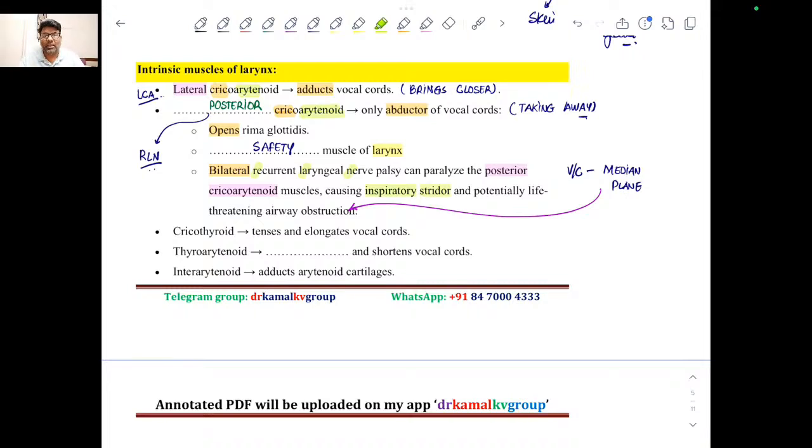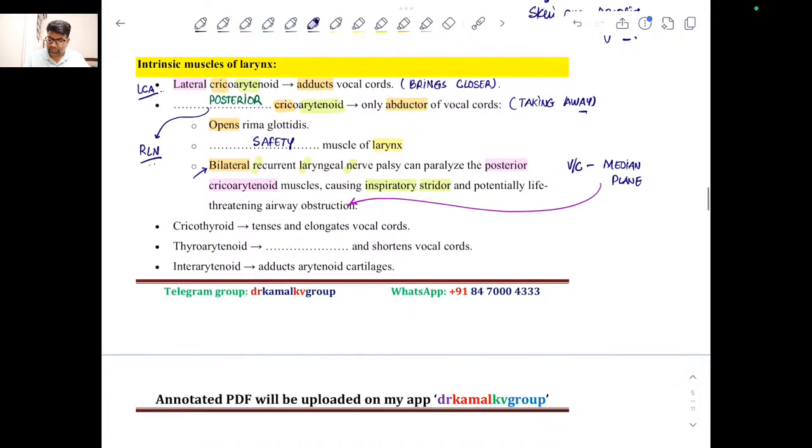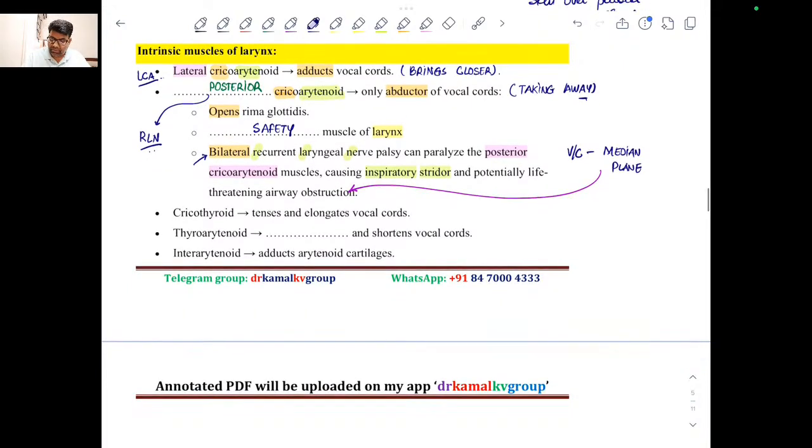So as he is taking air in, there will be a whistling sound. So inspiratory stridor, and this is in cases of both recurrent laryngeal nerve palsy or both posterior cricoarytenoid muscle palsy. That's very important, and this is potentially life threatening because the respiratory passage is blocked, so breathing cannot take place.